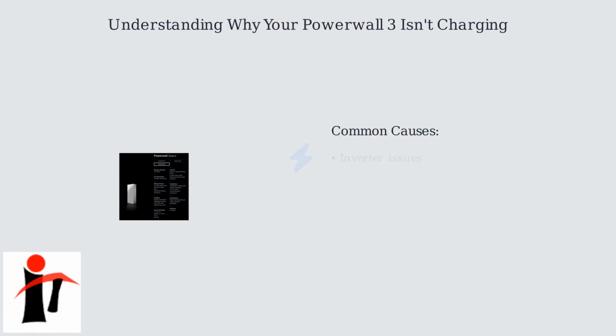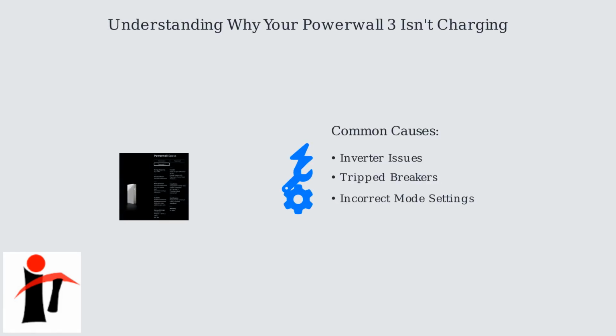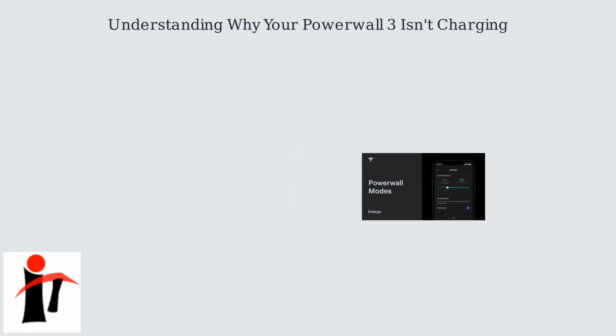Experiencing a Tesla Powerwall 3 not charging can be frustrating. This video will guide you through troubleshooting the most common causes: issues with the inverter, tripped breakers, or incorrect mode settings. Let's get your Powerwall back up and running.